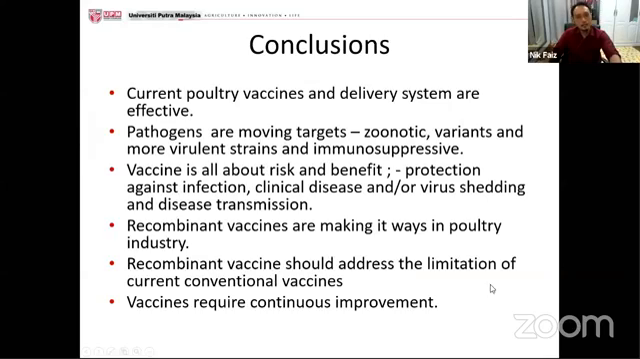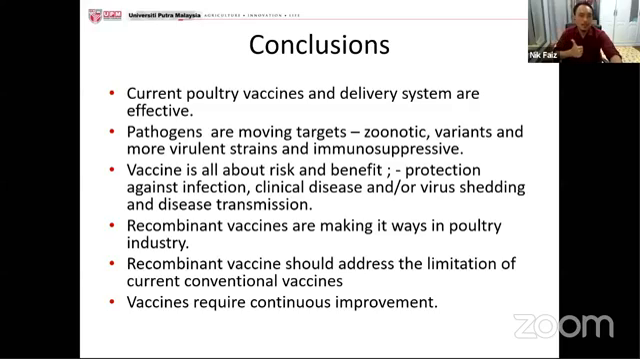In conclusion, current poultry vaccines and delivery systems are quite effective in controlling the current diseases. However, the pathogens are moving targets. They produce more variant strains, more virulent strains and more immunosuppressive strains, which requires us to keep looking for new vaccine strategies.